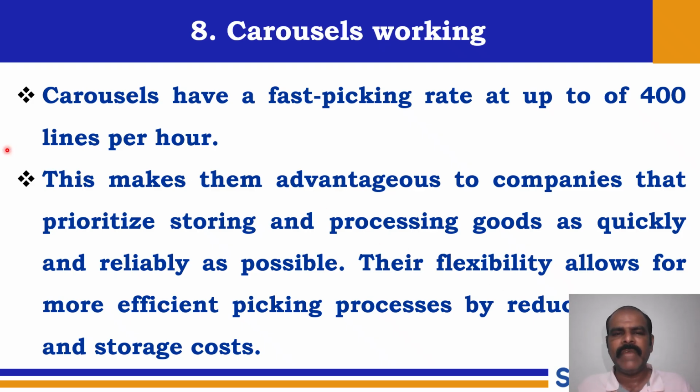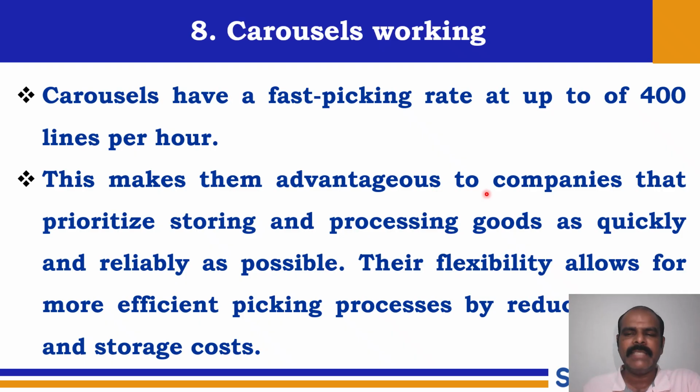So carousels have a very fast picking rate, and this is what today's industrial trend is, up to 400 lines per hour. So per hour they can pick 400 lines. It might be either vertical or horizontal. In a line, we don't know how many carousels we have stocked, so that is how the multiplication of the product is going to be.